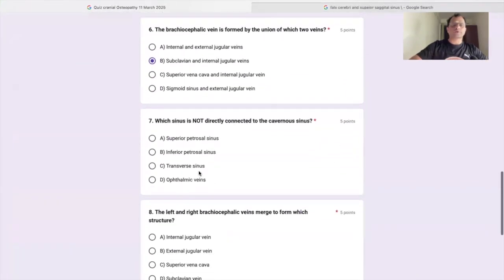Question number 7. Which sinus is not directly connected to the cavernous sinus? Superior, transverse sinus, inferior, transverse sinus, ophthalmic. So the answer will be the transverse sinus. So now we can see here.